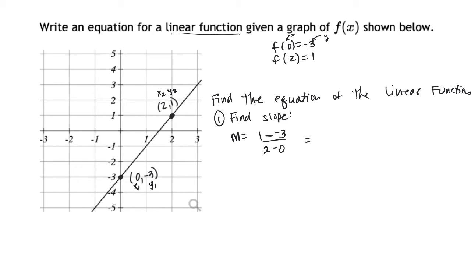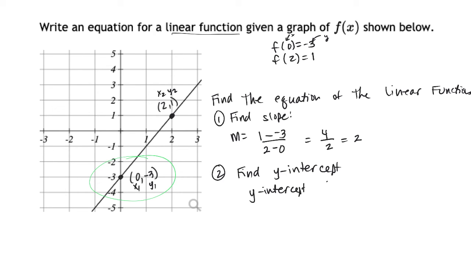All right, so moving on, we've got 1 minus a -3, which would be 1 plus 3, and that's 4. 2 minus 0 is just 2, so my slope is 2. And now I need to find the y-intercept, and this one is actually given. So here's my y-intercept. It was at 0, -3, so that y value, that is the b.